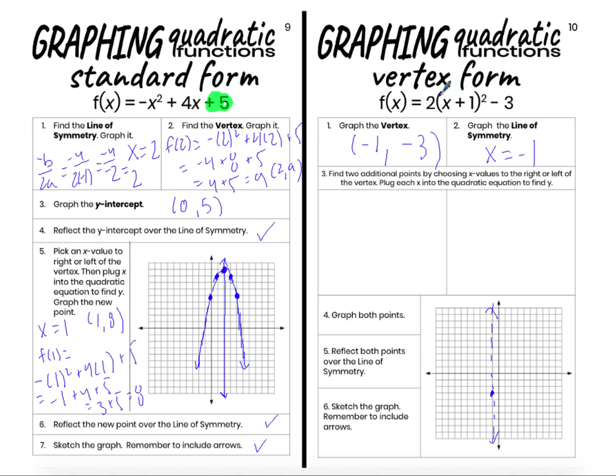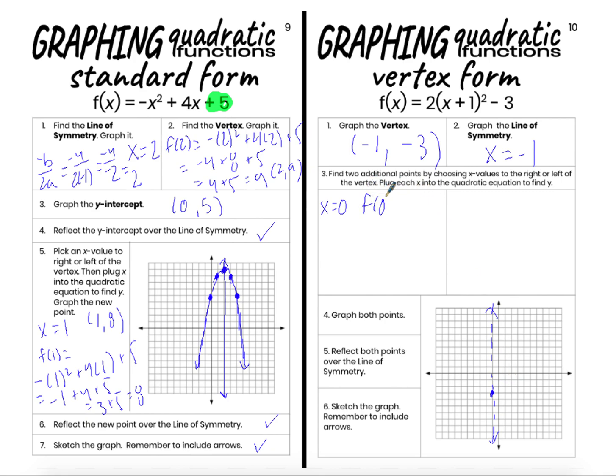I could transform this into standard form to find the y-intercept. I'm going to instead see that I can just find my y value when x is 0. That's another way to find the y-intercept. And really, I'm not required to find the y-intercept for vertex form. I just need to find 2 additional points where the x value is close to the vertex. So I'm going to plug in x equals 0 and x equals 1.